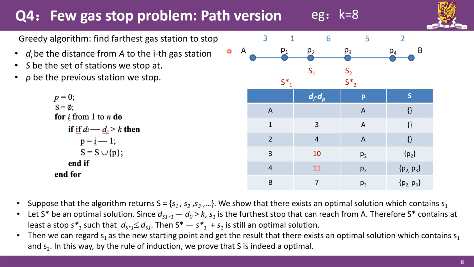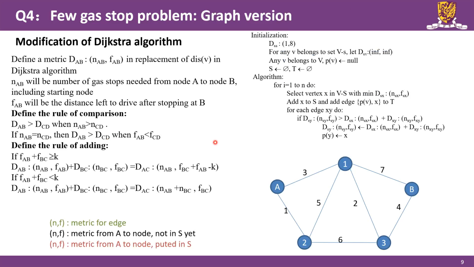Now let's look into question 4, that is the fuel gas stop problem. The problem states that you will travel from A to B, and your car can only travel k kilometers after each gas stop, and you want to make as few gas stops as possible. So this problem will have two different versions. The first will be the path version, and also we can look into the graph version.